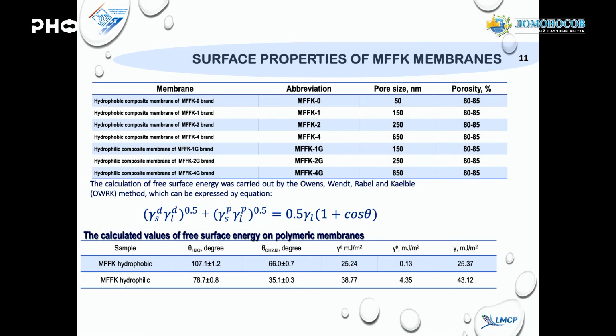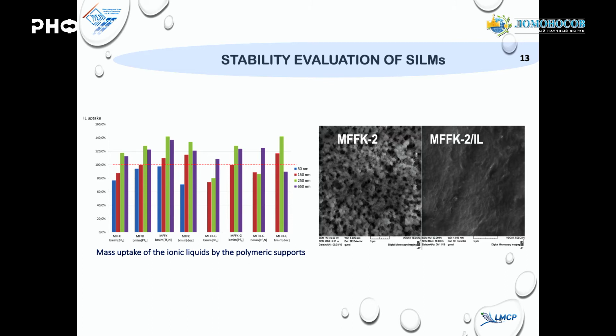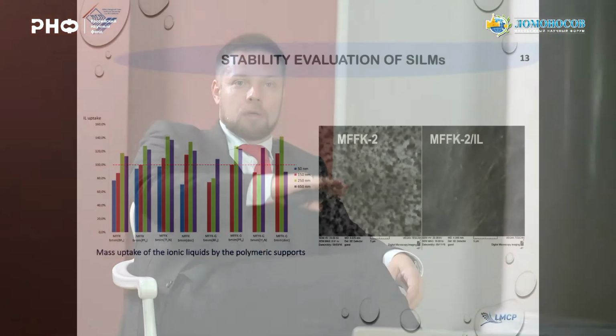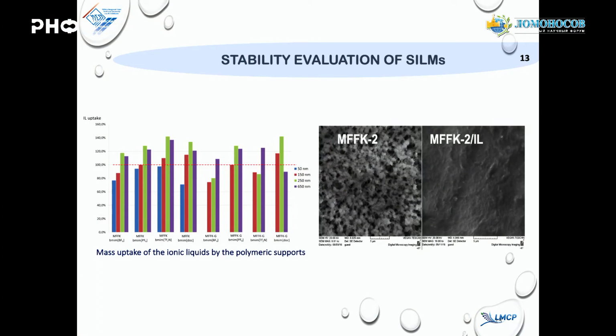And for those materials with porosity of 80-85%, we get almost 100% uptake. That means if we have a 5 gram porous support, it could possibly take around 5 grams of ionic liquid inside. On this scanning electron microscopy picture of the top surface of the membrane, you can see the porous support, and it is totally covered by the ionic liquid. And of course, we can see how the ionic liquid differs inside the porous support.